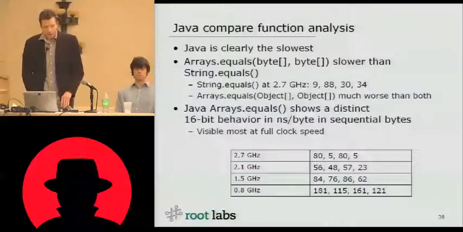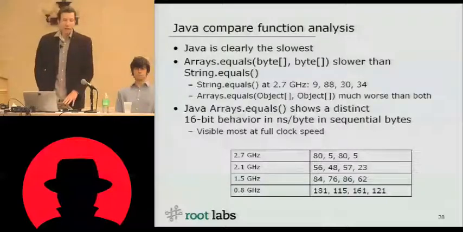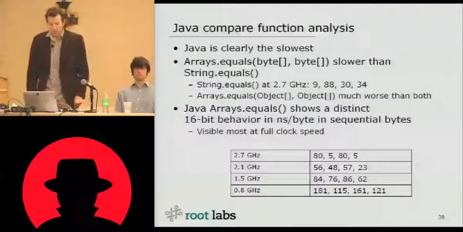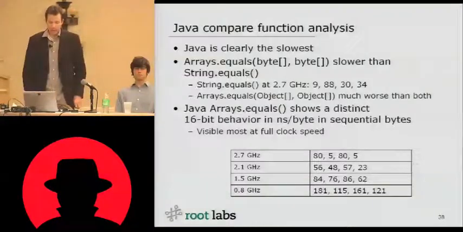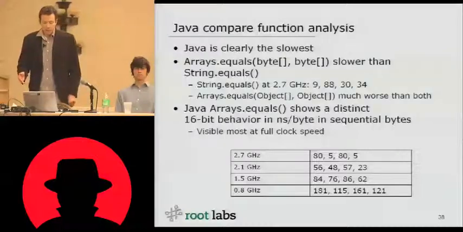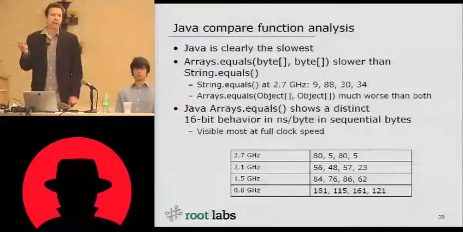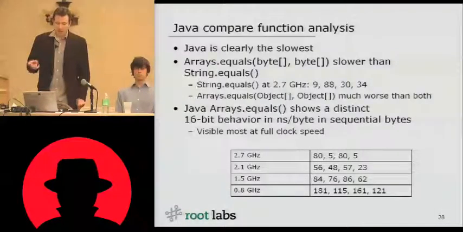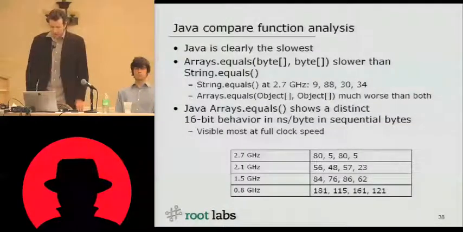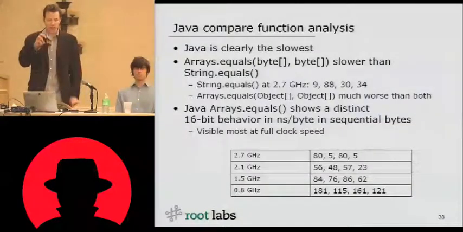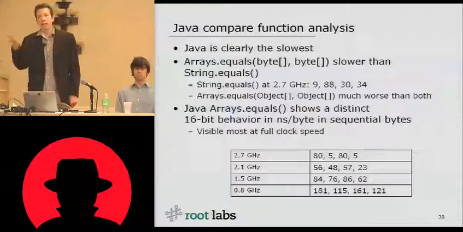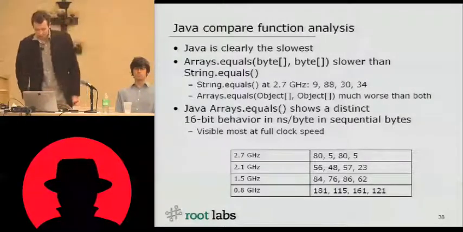Looking at the Arrays.equals behavior, we were wondering why it seemed to be slower than string.equals. And what we found was an interesting stepping behavior between the first, second, third, and fourth bytes, where it appeared that every 16 bits, it would be slower, and the subsequent byte would be faster. We haven't analyzed it in detail or disassembled it fully to understand why, but it appears to be fetching data in 2-byte quantities. This is most visible at the full clock speed, where it takes 80 nanoseconds for the first byte, then only 5 for the second, then 80, and then 5. And this can actually help an attacker later on. We'll talk about that.